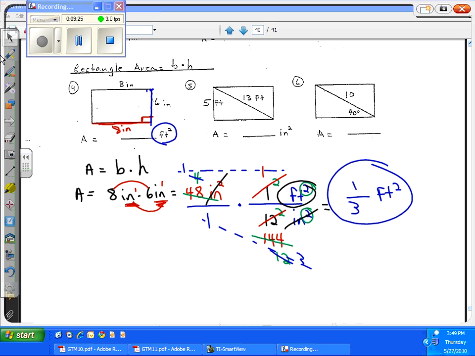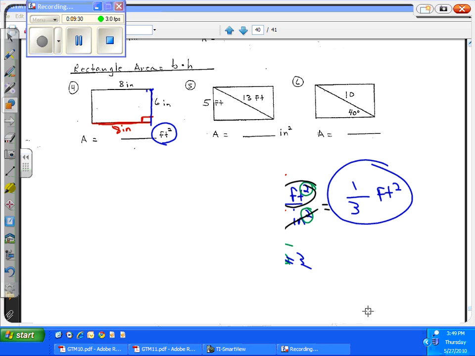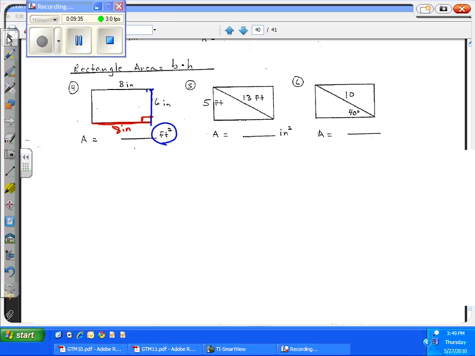Number 5, we're talking about the area of a rectangle. The formula for area of a rectangle is base times height. So we get area equal base, which we don't know, times the height. The height is straight down from top to bottom, 5 feet. So we can't solve until we find the base.